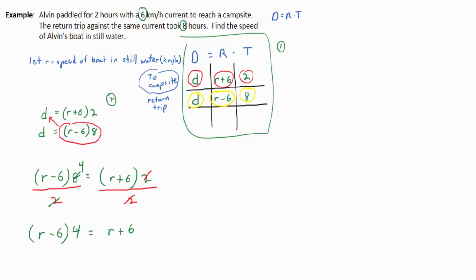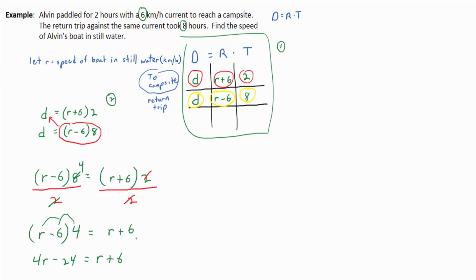Any questions so far? Okay, distribute the 4. Tell me what you get. So it looks like this. You distribute it here and here. What do you get? 4r minus 24 equals r plus 6.